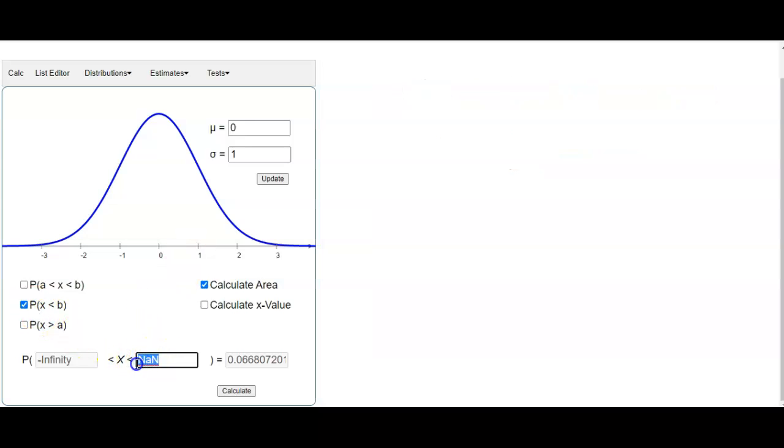And now, of course, we haven't put a number in there. We have to put in a negative 1.4. And then we hit calculate, and there it is, 0.08. Now, that's a little bigger. If that had been 1.5, it would have been exactly the same as the last one, 0.0668, right? That's what we got before.